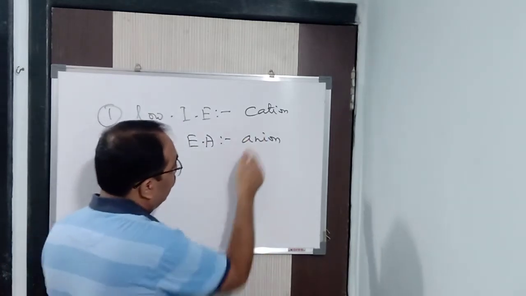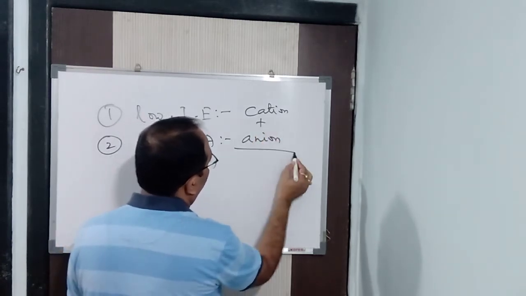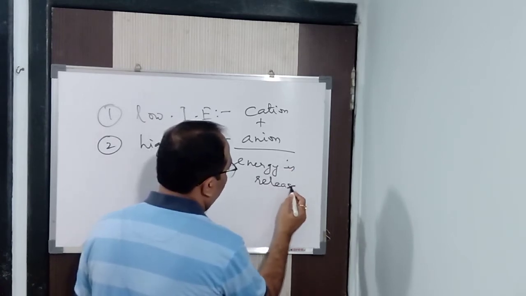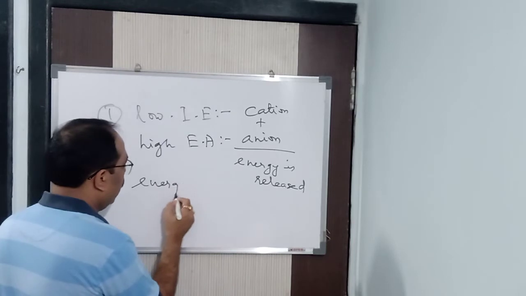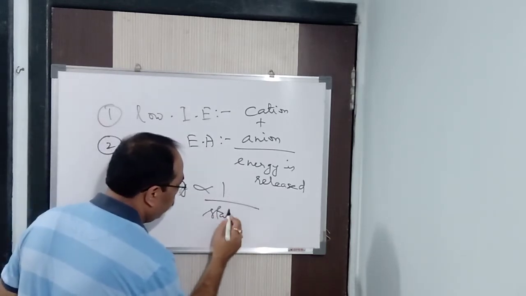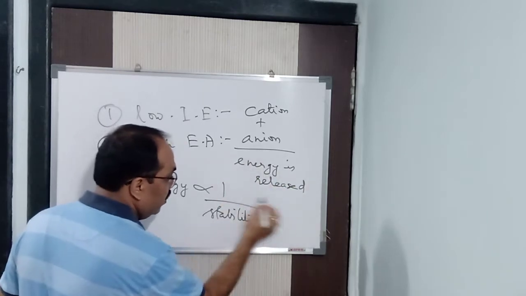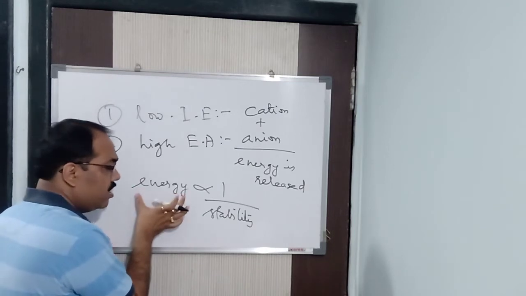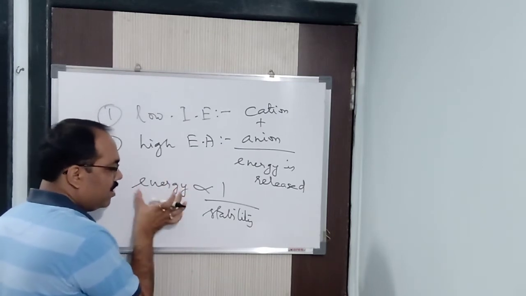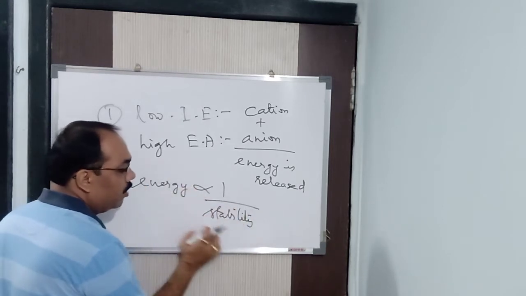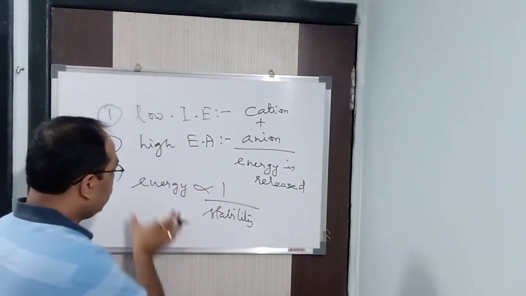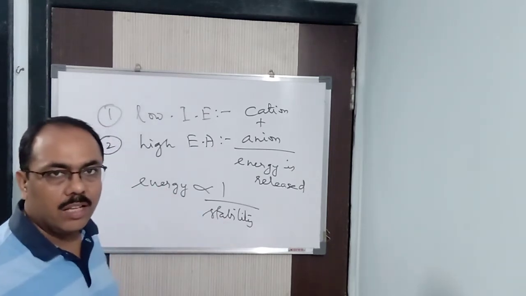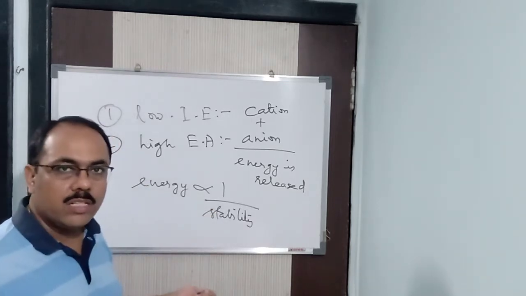So when the cation and anion come closer to each other, what happens? Some force results between them and energy is released. Always remember, energy is inversely proportional to stability. So the more the amount of energy released, the less energy will be present in the given compound. And if energy present is less, then the stability will be more. If this is less, this has to be more. So stability will be more. Clear? Or we can say stability is inversely proportional to energy.